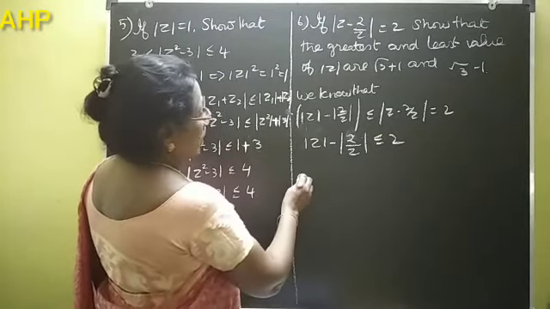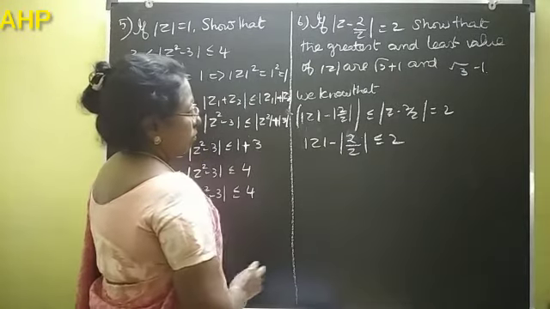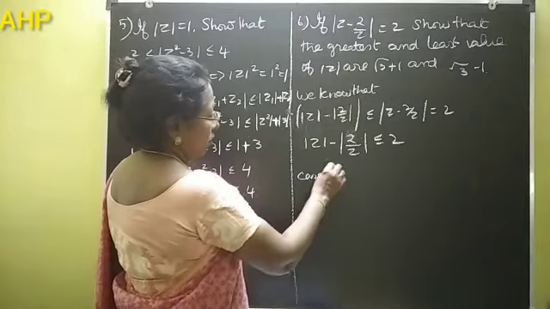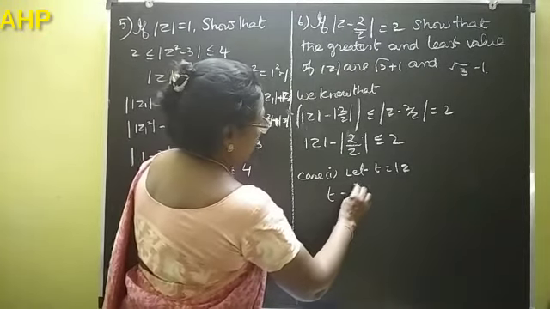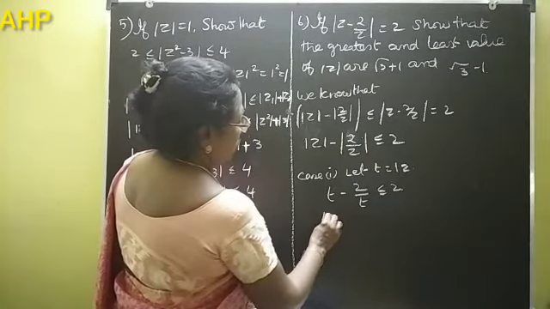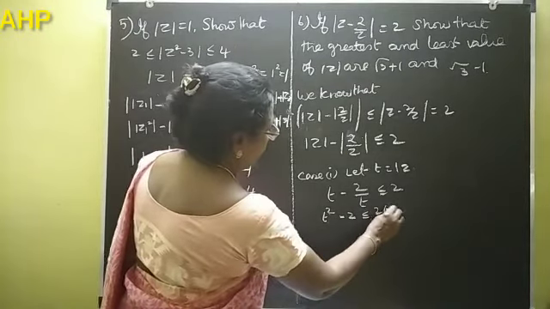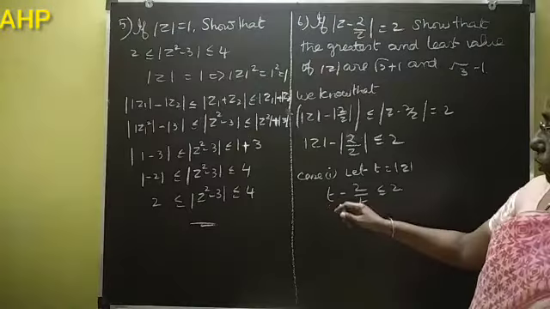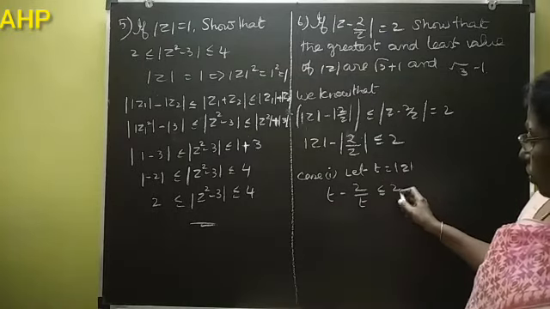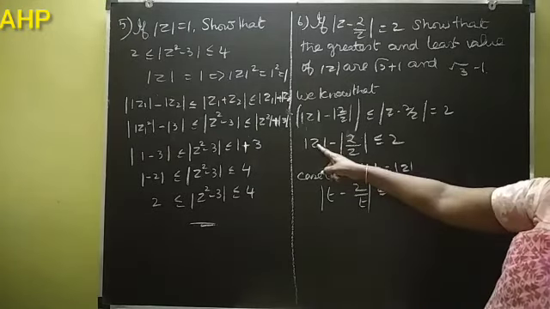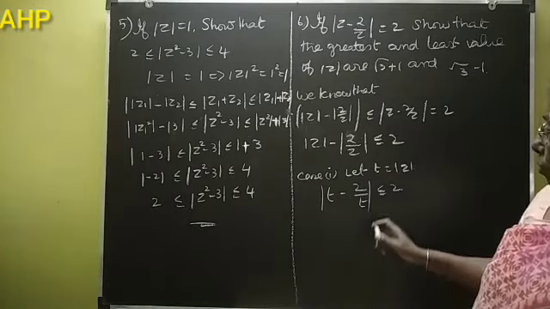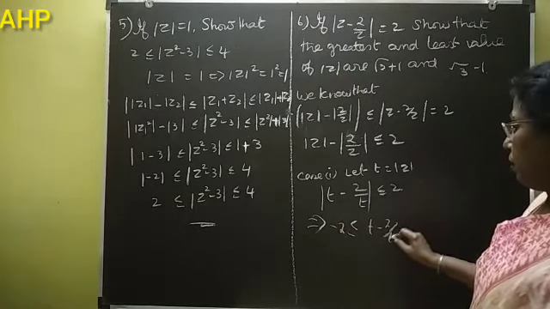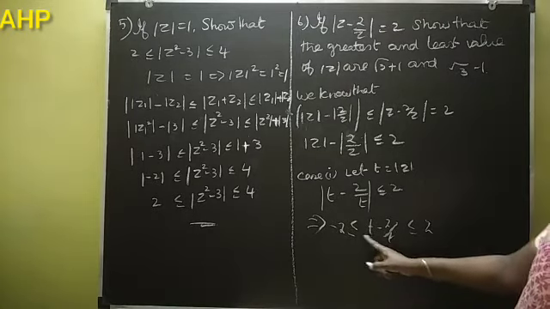Now let us consider that we are supposed to find the lower and the upper limit. So if you consider the first case, t is equal to modulus Z, this will reduce to t minus 2 by t less than or equal to 2. So t square minus 2 is less than or equal to 2t. Substituting, modulus of t minus 2 by t is less than or equal to 2 implies minus 2 less than or equal to t minus 2 by t less than or equal to 2. So the value of t lies between minus 2 and plus 2.